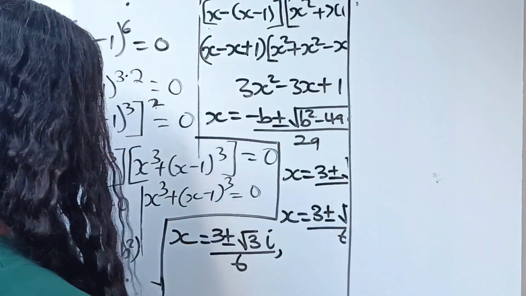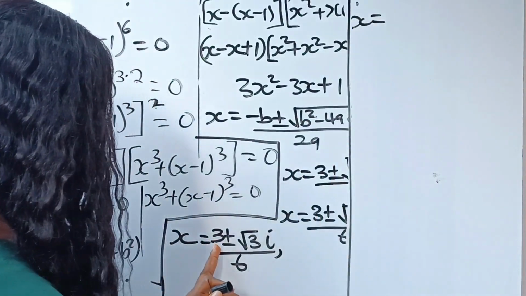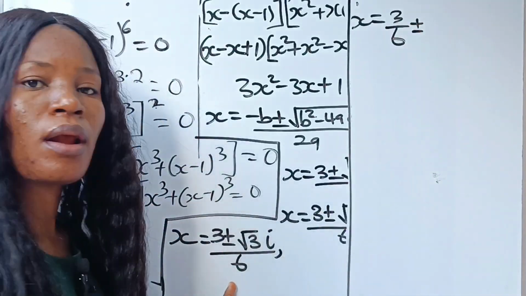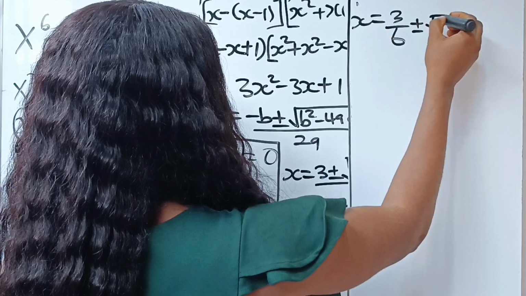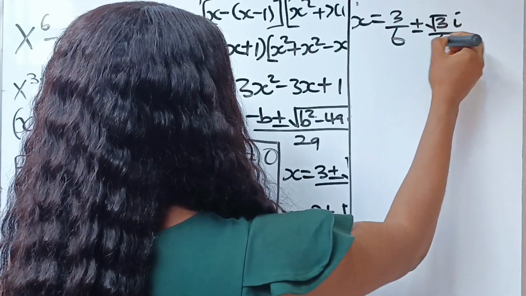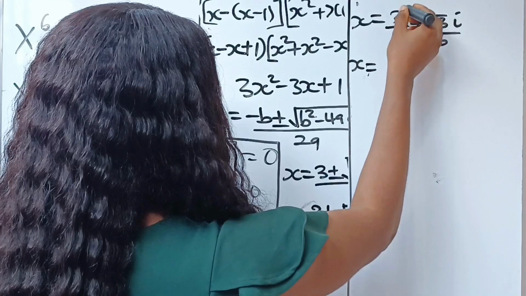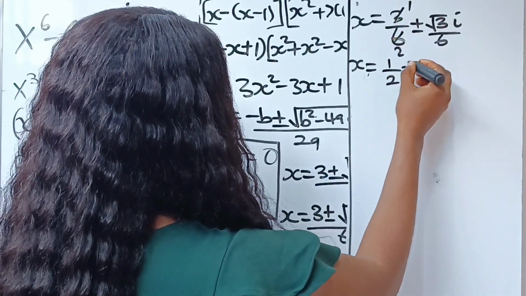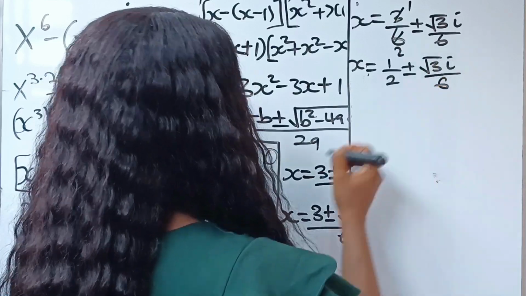Okay, so this is what we have. That means that x is equal to 3 divided by 6 plus or minus square root of 3i over 6. So that means that x is equal to 1 over 2 plus or minus square root of 3i over 6.